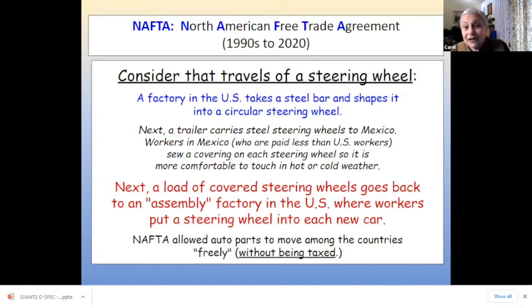where workers generally are paid less than US workers. And the workers in Mexico put a nice, sometimes leather, sometimes a real nice plastic covering around that bare steel, so it's much easier to touch in hot and cold weather, in the winter or in the summer. From Mexico, the covered steering wheels get shipped back to the US, perhaps to Michigan, but also to other parts of the United States, where that steering wheel becomes a really important part of a car that is being put together from parts.